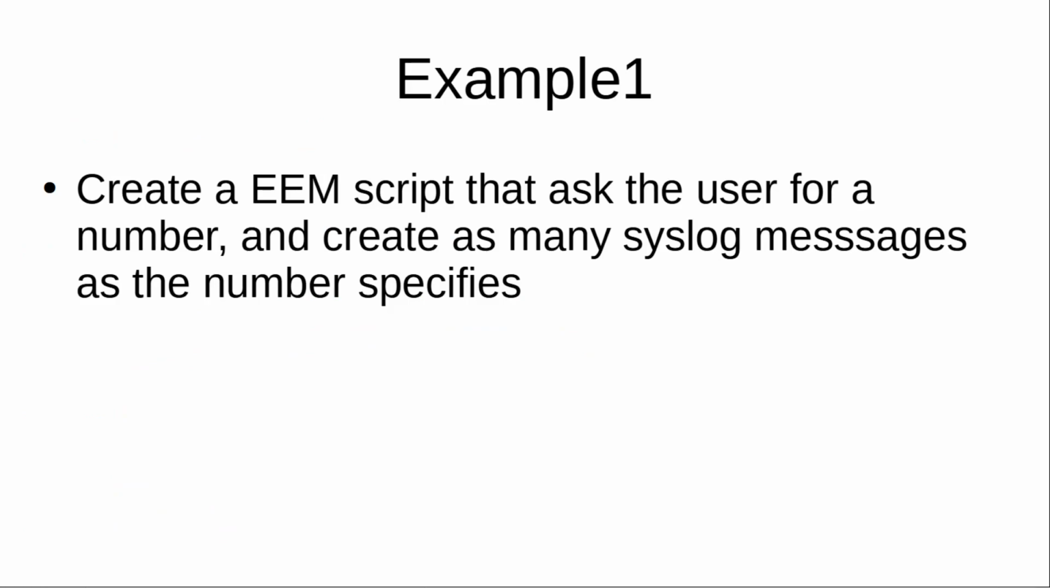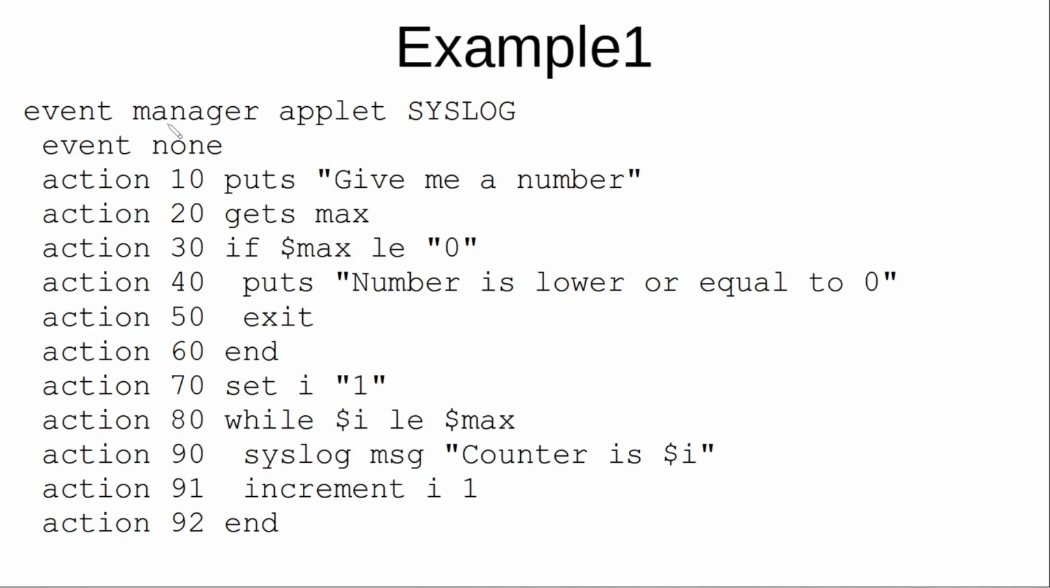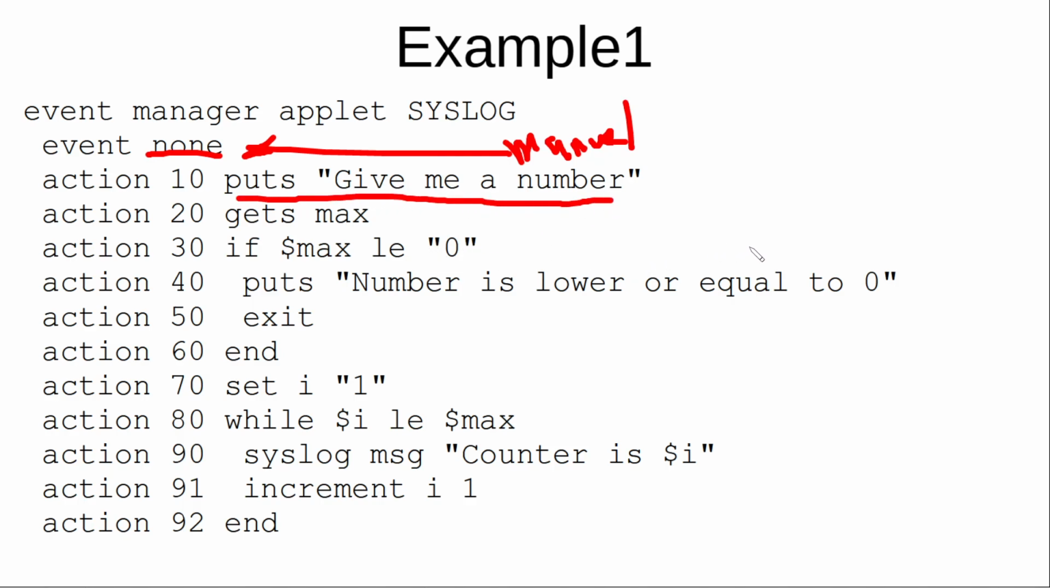Let's see an example. The first example is: create a script that asks the user for a number and creates as many syslog messages as the number specified. So this will be the script. Remember that we will be using event none because this will be a manually executed script. Then we will ask the user to give it a number. We will check if the number is lower or equal to 0. If that happens, we will print a warning message and we will exit our applet.